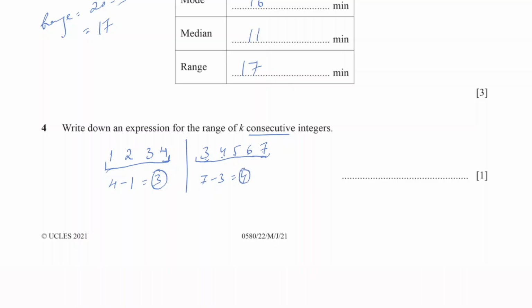Correct? So if I take the total value as k, I will get the range 1 less than that. You got it? That's why k minus 1 will be the expression for the range of consecutive integers. I hope you understand this.